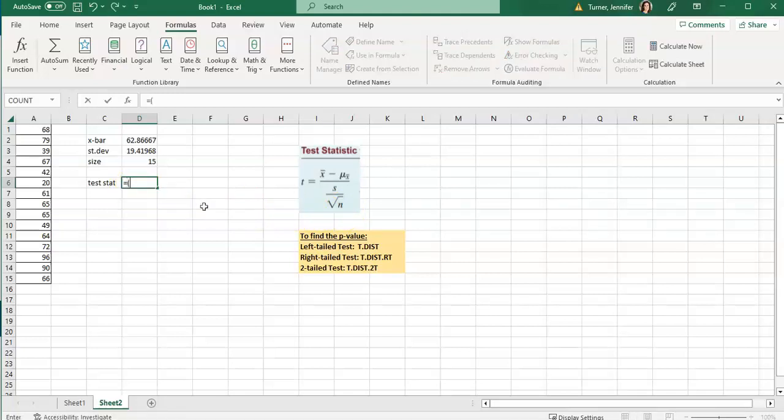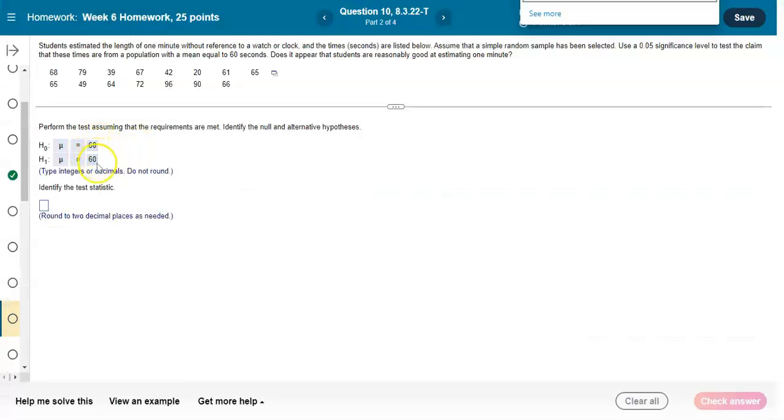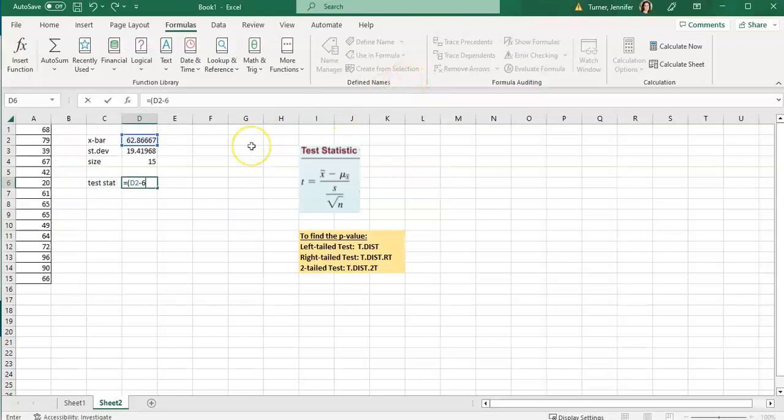And we're going to start with parentheses here because we want to put that whole numerator into parentheses so that Excel does the order of operations in the correct order. So X bar was this number right here. So you can just click on it and Excel will bring the cell number into the formula. And it'll know then to use that number that's in that cell when it computes the value. Minus, remember the population mean, the mean in the claim, was 60, right? That was the number right here that we had in our claim to begin with. So minus 60. Close the parentheses to close off the numerator.